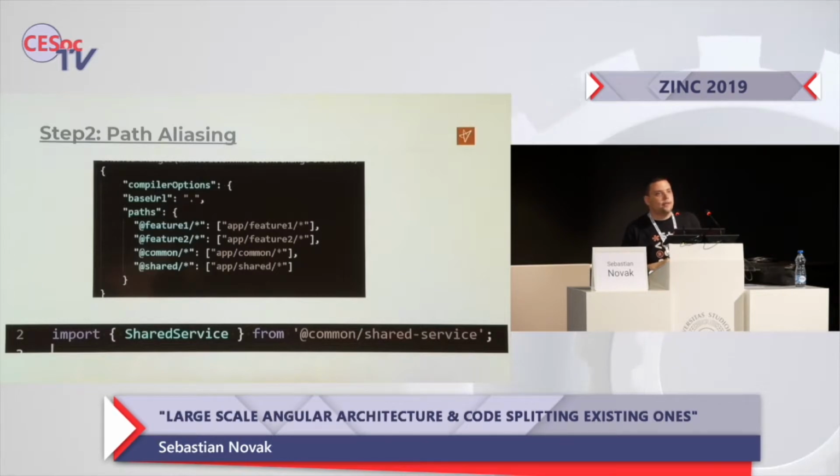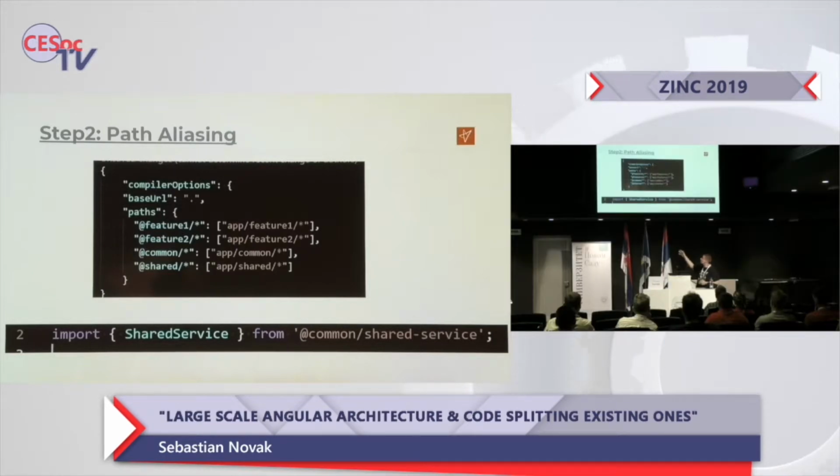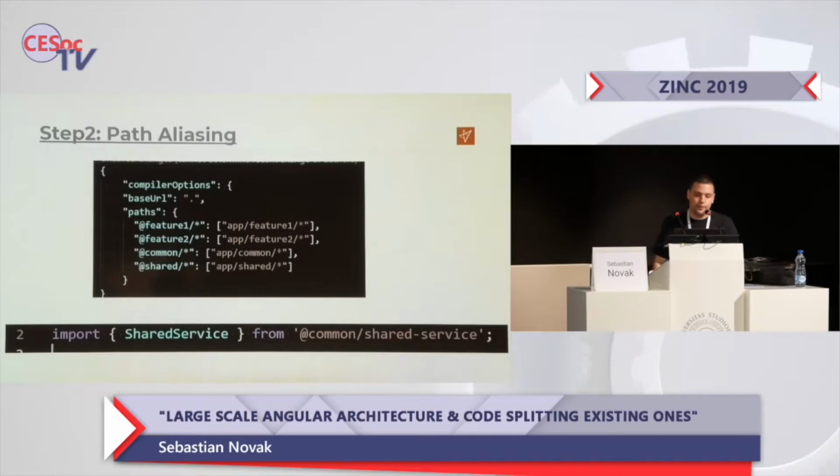They, in a sense, make symbolic links towards some of your modules. For example, this is the most simple way of setting the path aliases up. You simply use the TypeScript compiler config, and you put in your paths, your aliases, and the physical folders the TypeScript compiler should look in when you import something from @feature or @common.